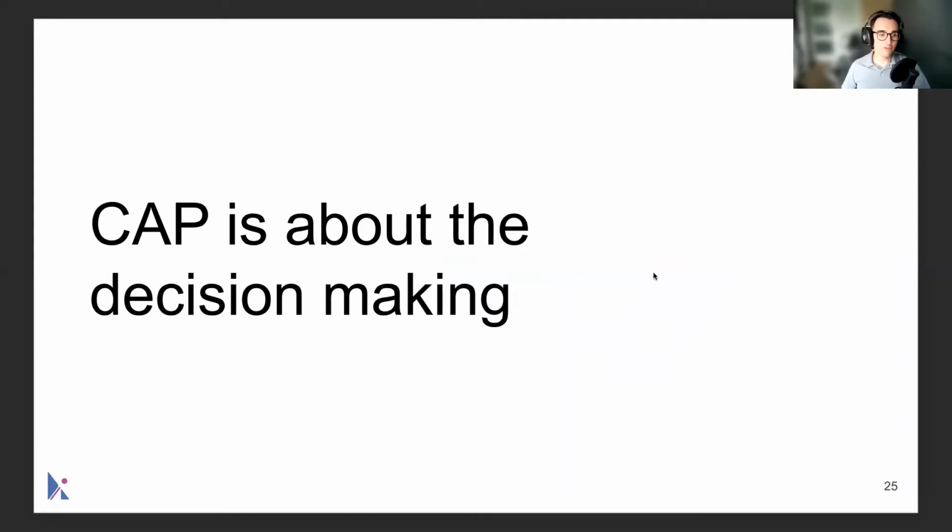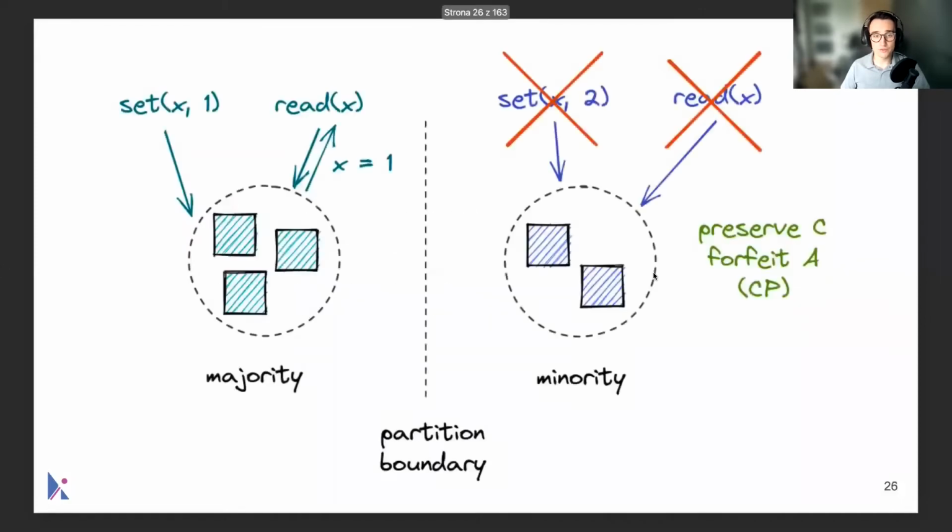And this is, in fact, the essence of the CAP theorem. So CAP theorem is all about the decision making when the network partition occurs. So what are our options? So option one is basically to make sure that only one group of nodes will be available at a time. In this way, we can protect the consistency, so we can avoid inconsistencies, we can avoid conflicts by basically making the other side of the partition unavailable.